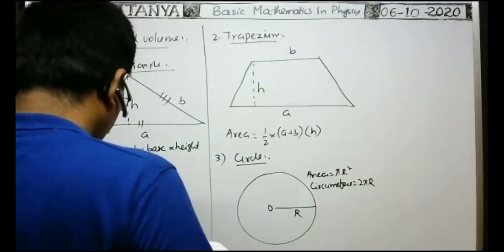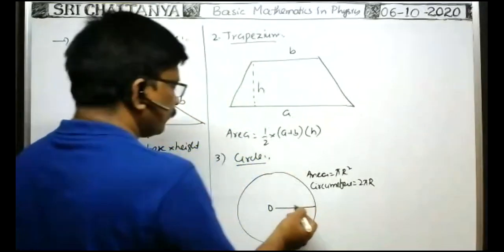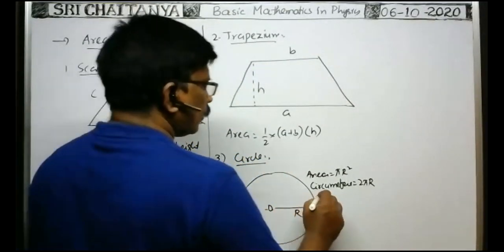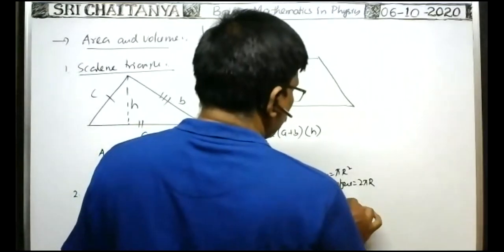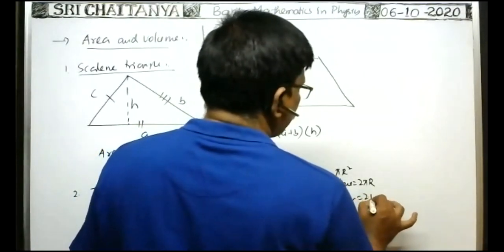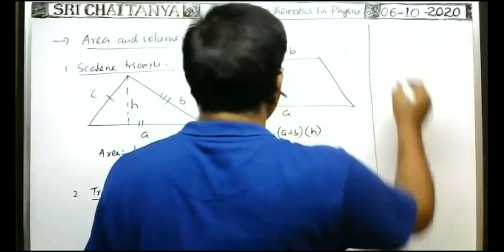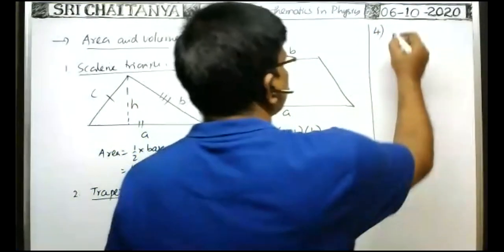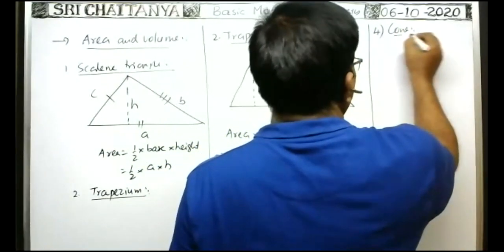Okay. Next, what is the diameter of the circle? If r is the radius, diameter is equal to 2r, no? Diameter is equal to 2r. Okay. Next, fourth one, cone. You take cone.